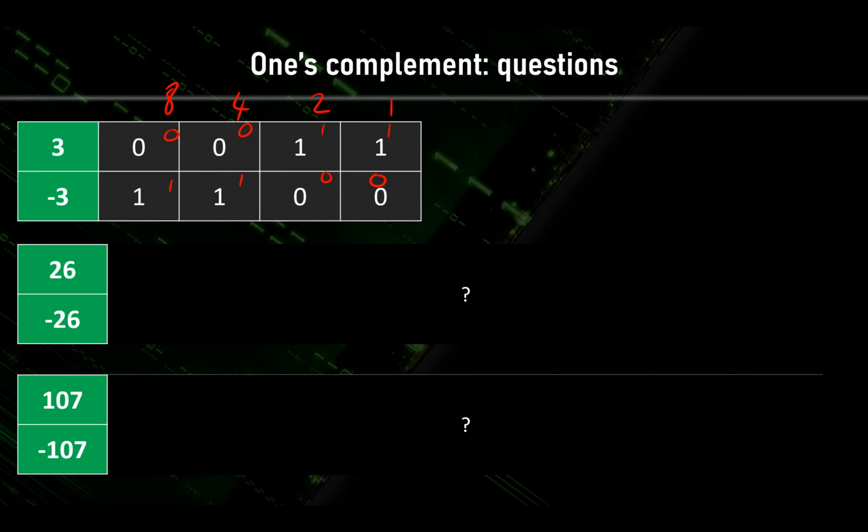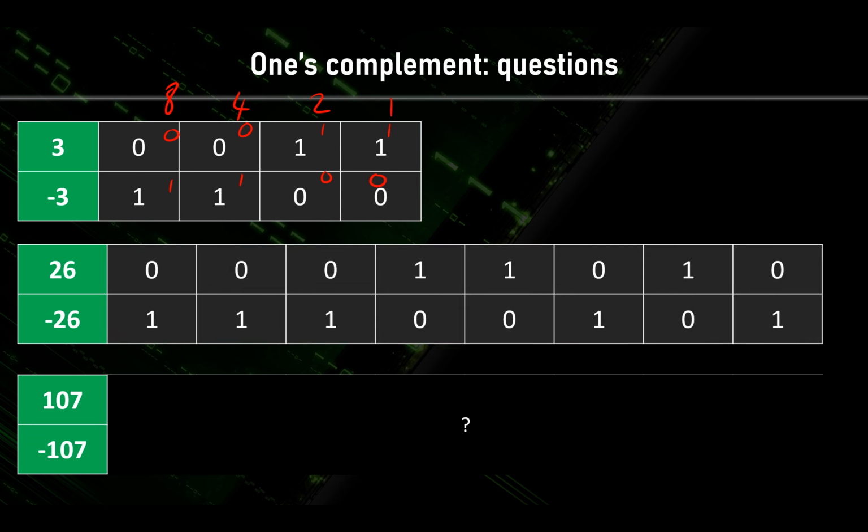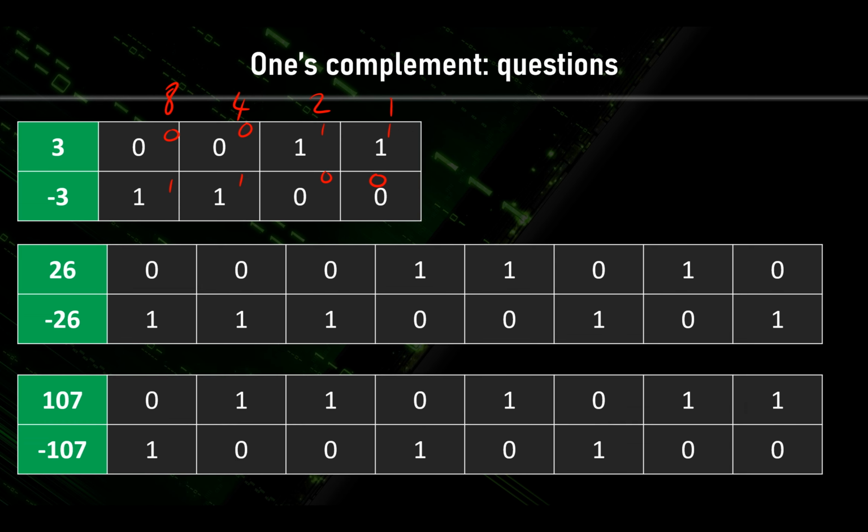Okay, so if you've had a go at those, 26 is going to be 16, then an 8, that gets us to 24, then just a 2, and again, just flip the bits. Then 107: that's going to be 64 plus 32, that gets us to 96. Then plus 8 is 104, plus 2 gets us 106, and then plus 1, 107. Again we take that and invert the bits to get minus 107.